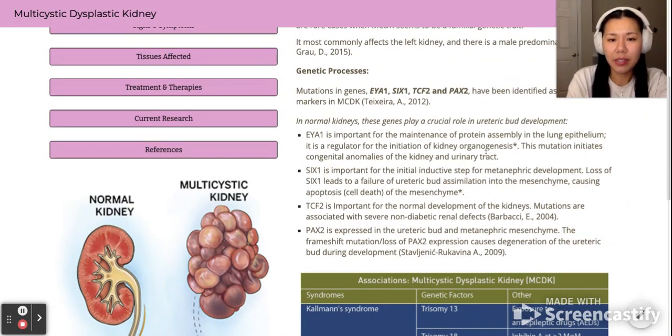So diving into specific genes, EYA1 basically provides instructions to proteins for regulating the activity of other genes. So based on this role that we see here, it is called a transcription factor or transcription coactivator. So this protein pretty much interacts with other proteins such as the SIX1 to activate, or turn on, or deactivate, turn off, certain genes that are important for normal development.